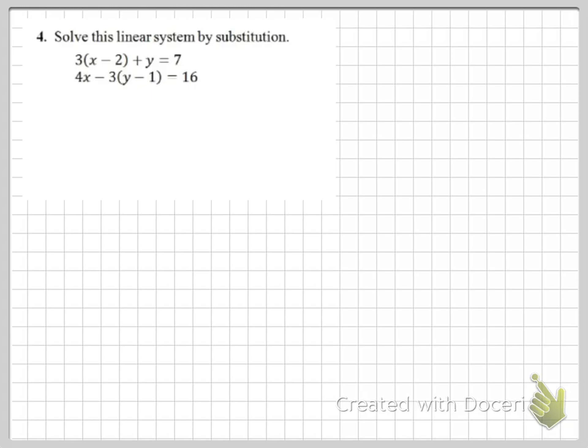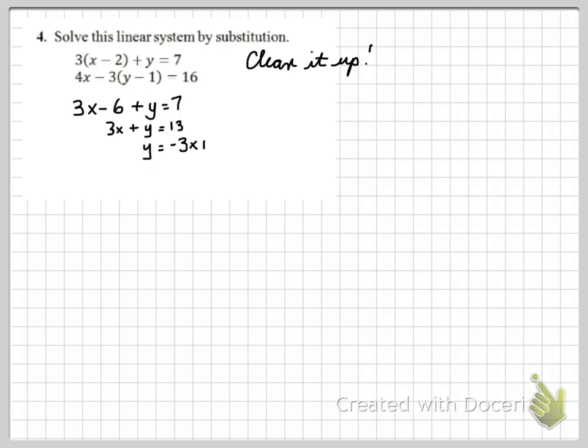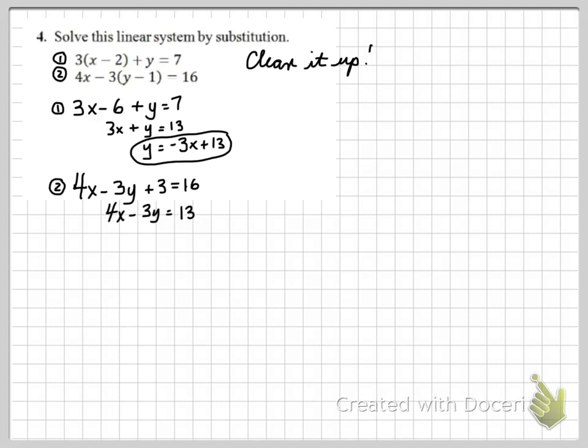Number 4. Solve this linear system by substitution. Well, first of all, I'm going to notice that it's a mess. So the first thing we're going to do is clean it up. Expand and simplify everything. So that'll give me 3x minus 6 plus y is 7. Or if I cleaned it all up, I'd get y is equal to -3x plus 13. It's pretty easy to put it in terms of y at this point. In the other equation, if I cleaned it up, I get 4x minus 3y plus 3 equals 16. And I'm going to take away 3 from both sides.